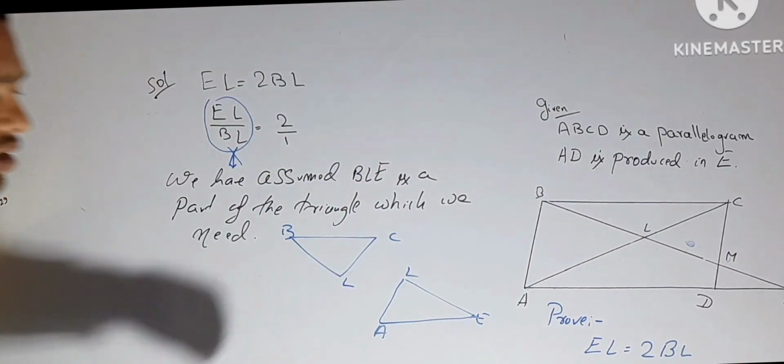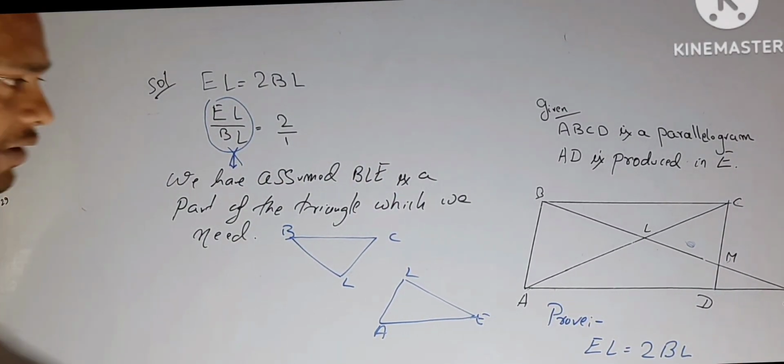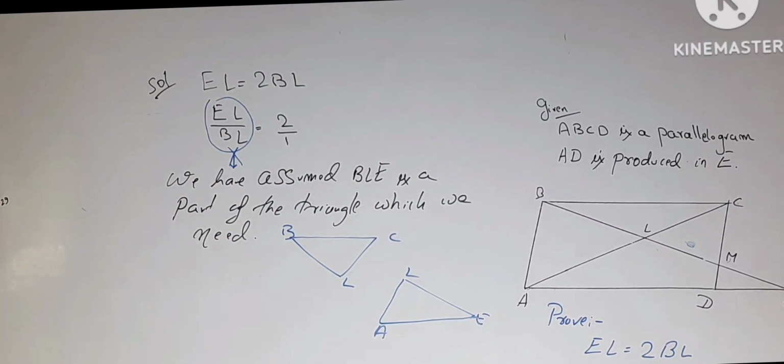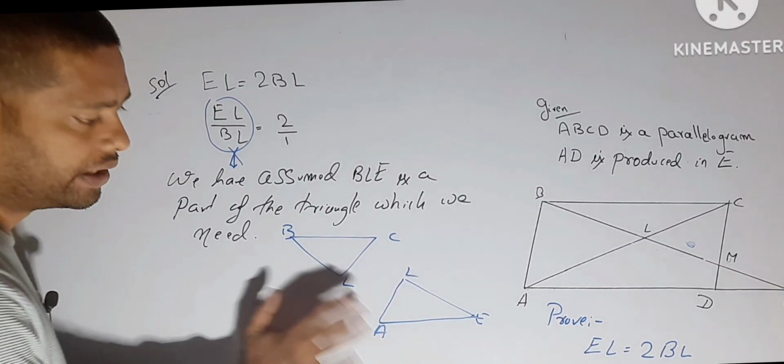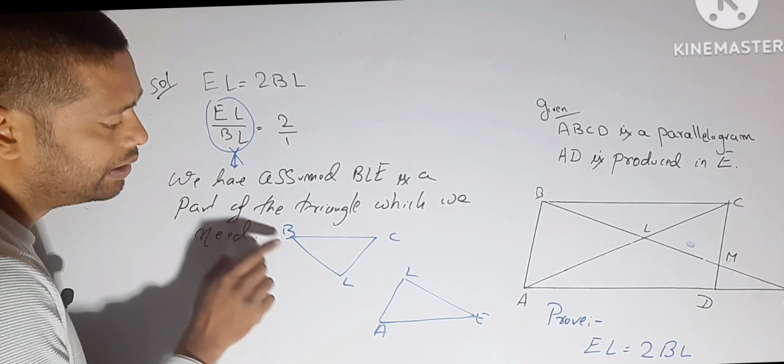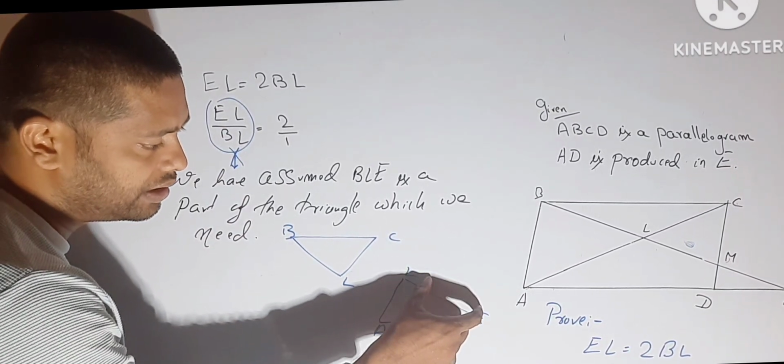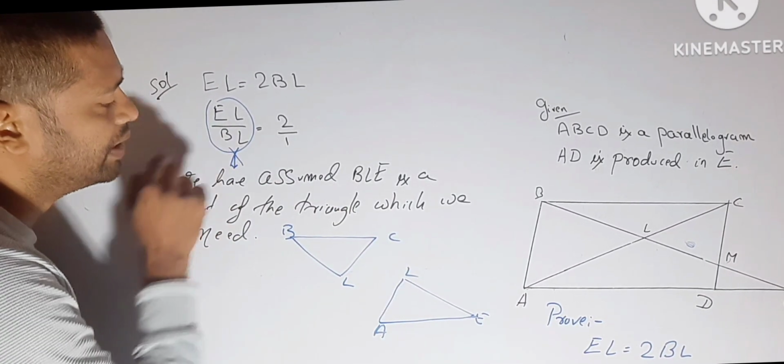The D is there, D is not there. We cannot take the triangle. Okay, so now what to do? Here, sir, we have assumed this is a triangle. So BL, EL is there. One triangle, and the next triangle BL is there.